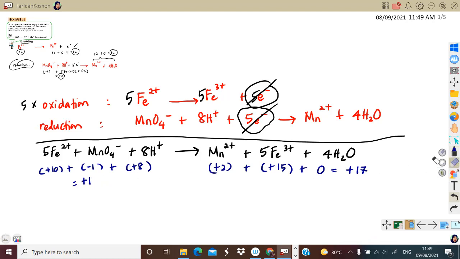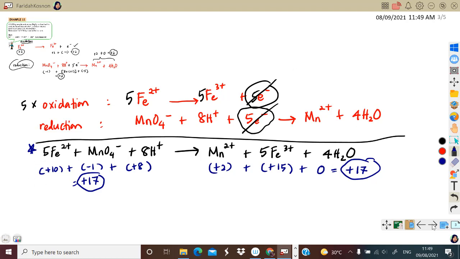So balance the charge, you will notice that both sides of the equation have the same charges. Alright? Okay. 10 tolak 1, 9. 9 campur 8, positif 17. Okay, so this is the balance equation. Jadi equation ini yang kita akan gunakan untuk menjawab soalan seterusnya.